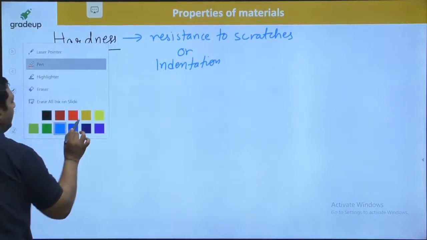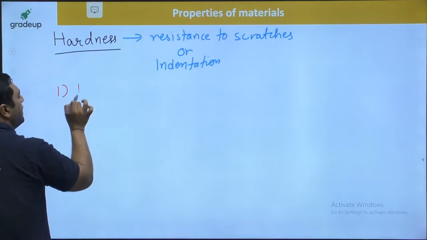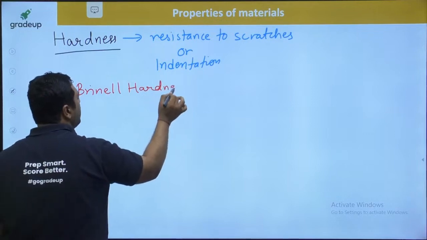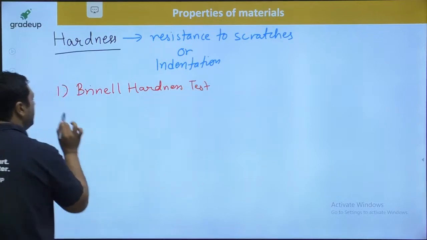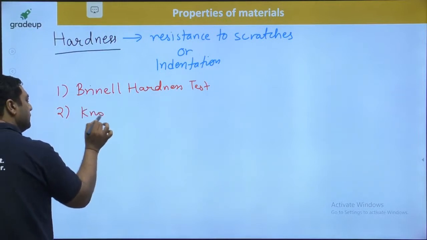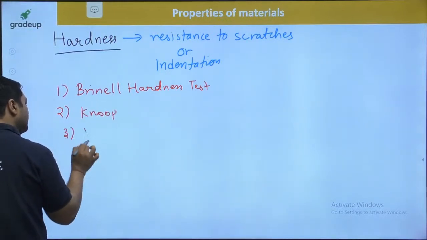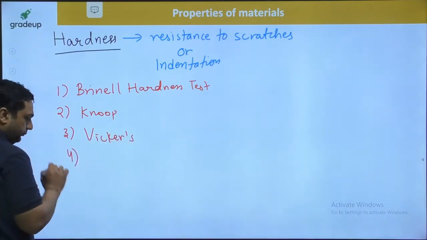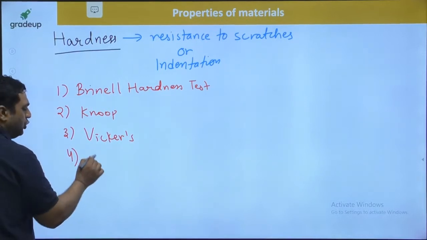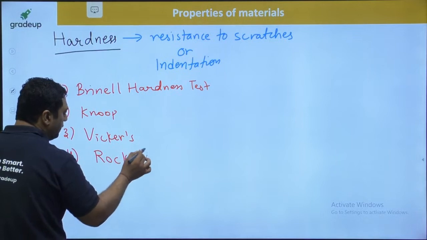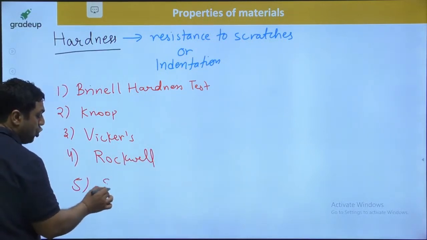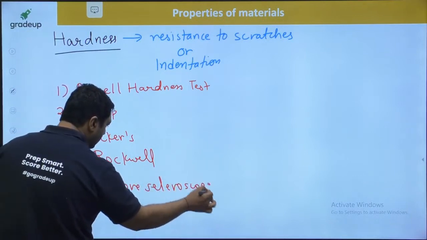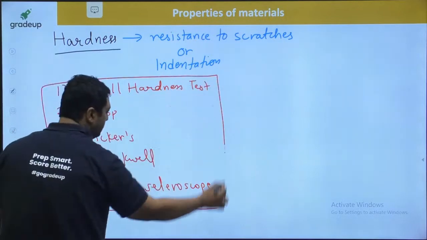My dear, the testing done are a number of tests. The first test is Brinell hardness test. There is Brinell hardness test to test the hardness. I will be showing you how the hardness is tested. Second is going to be Knoop hardness test. Third is going to be Vickers hardness test. Fourth is going to be Rockwell hardness test. My dear, fifth is going to be Shore scleroscope. So my dear, these are the various tests.